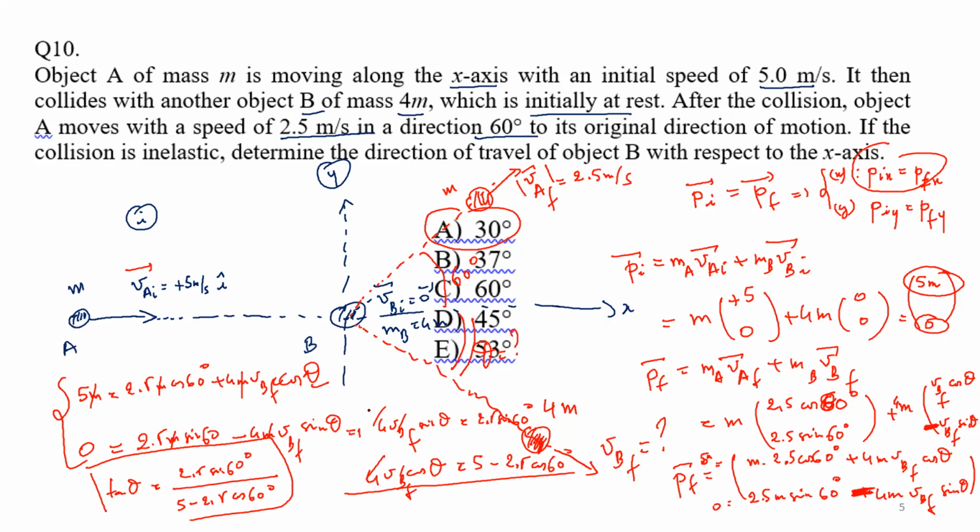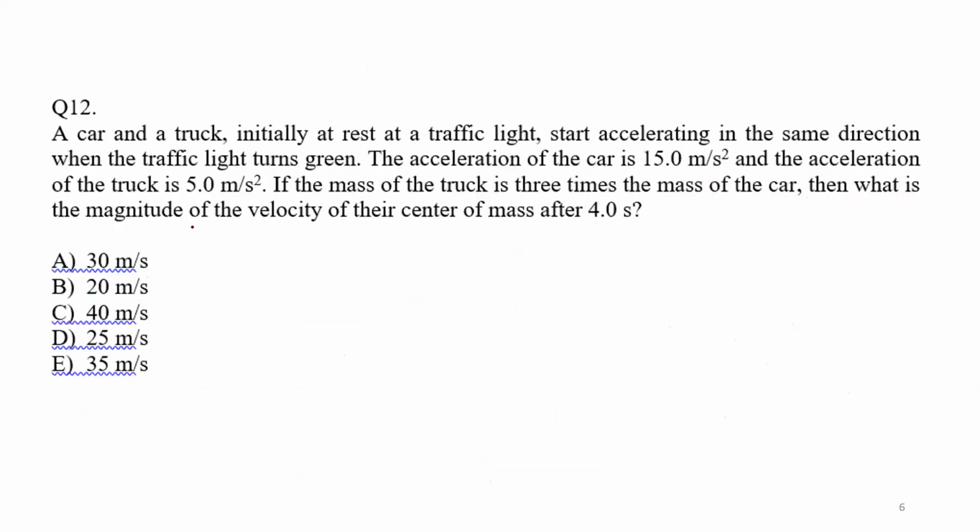Now, once I get theta, easy. I have my first unknown. The second unknown will be VB final. So can you find what is VB final? Tell me, how much do you get? That can be a question in the next quiz.